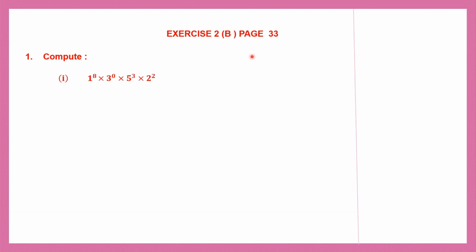Now let's begin our exercise 2b, which is found on page number 33. Compute means evaluate, get an answer to the question given to us. Here it's all multiplication. The first one is 1 to the power of 8. Remember, 1, when you multiply it any number of times, you will still get 1. So we'll start with that.